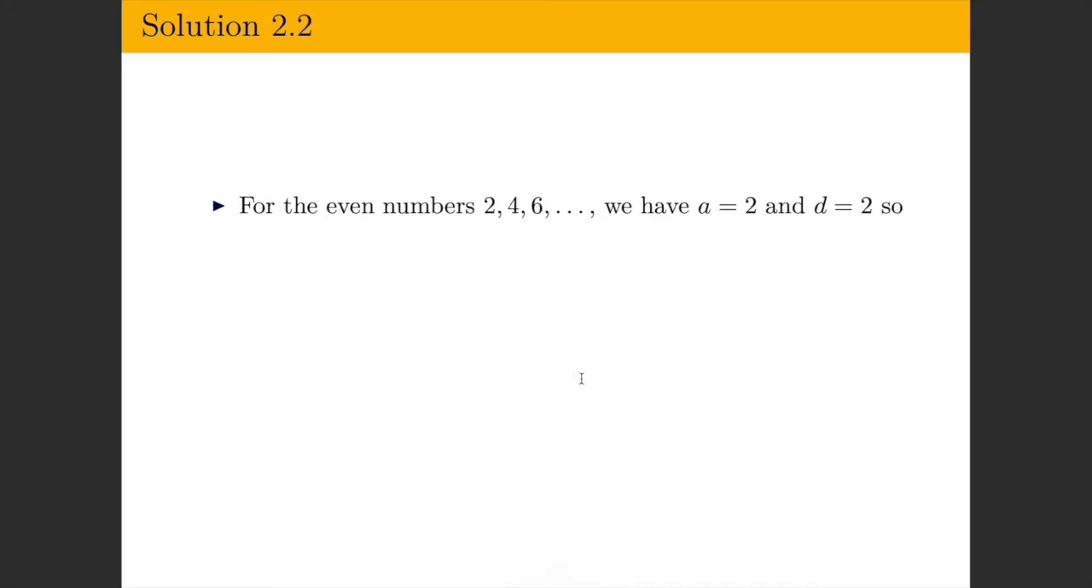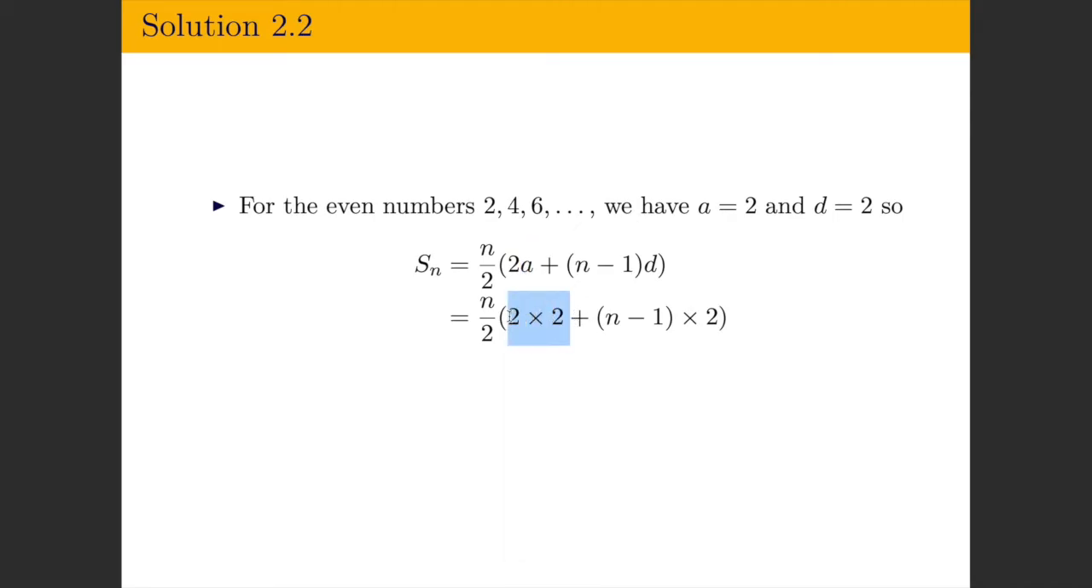So for the even numbers, 2 plus 4 plus 6 plus 8, we've got to work out a formula for this summation. We've got a is equal to 2 as our first term in the sequence, and a common difference of 2 here. So 2 to 4, 4 to 6, and so on is our common difference. So again, we're going to use this formula, and substitute in our value for a and our value for d. So when we do that, we put in 2 and 2.